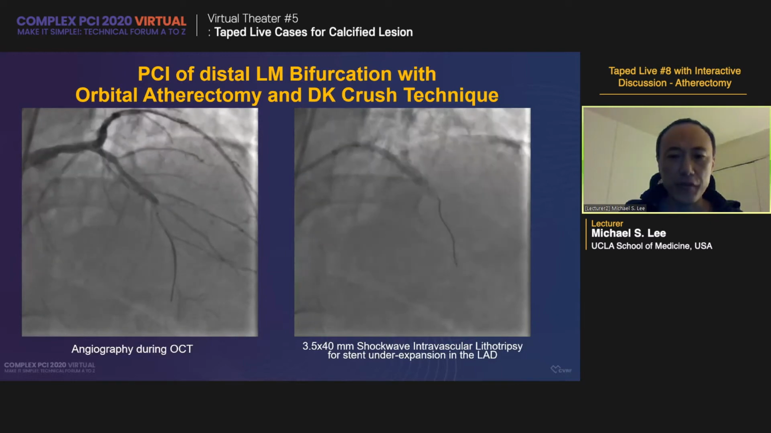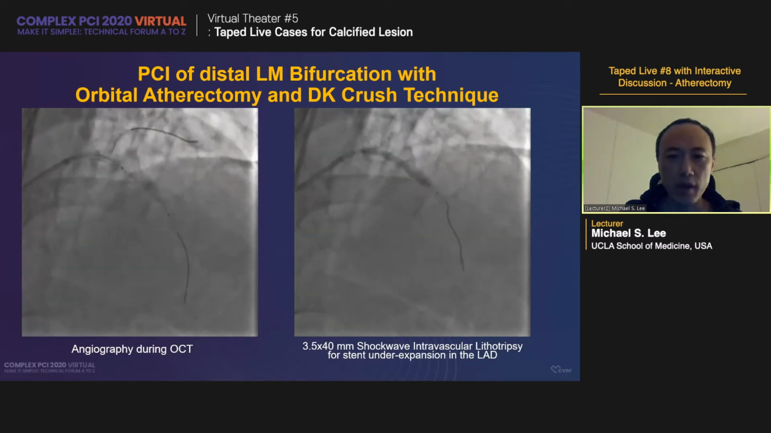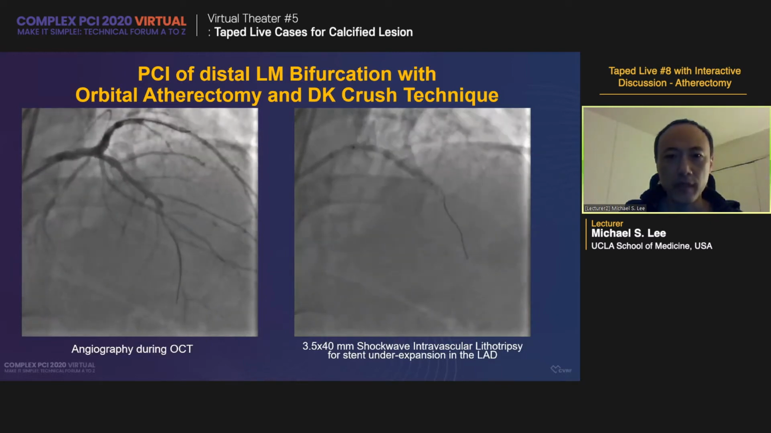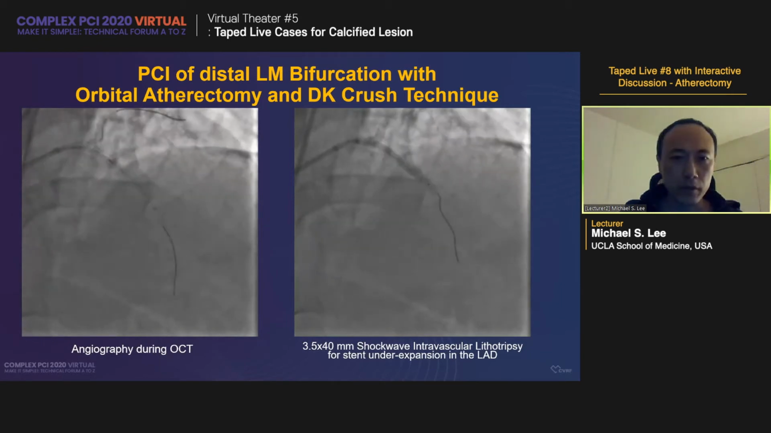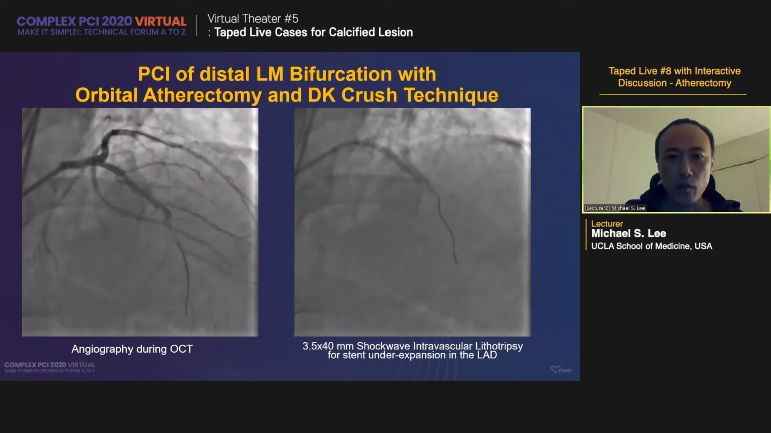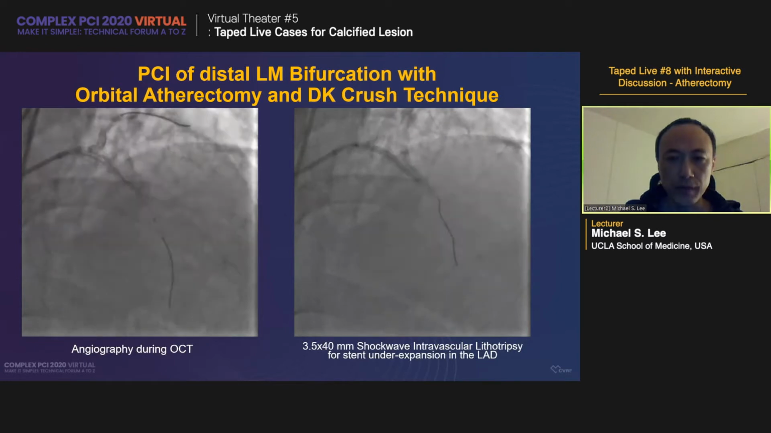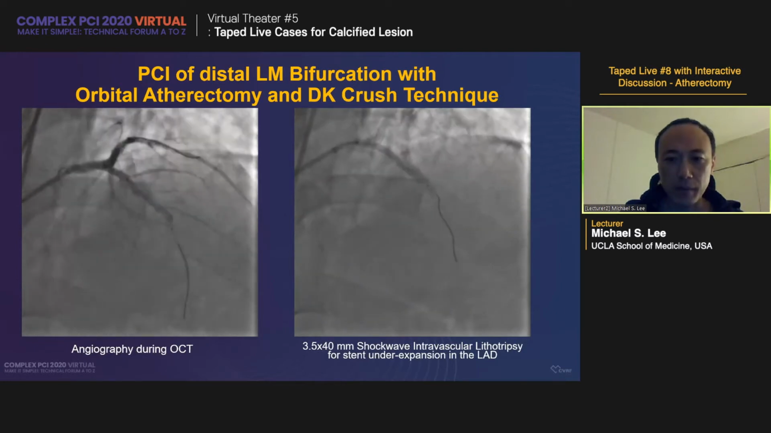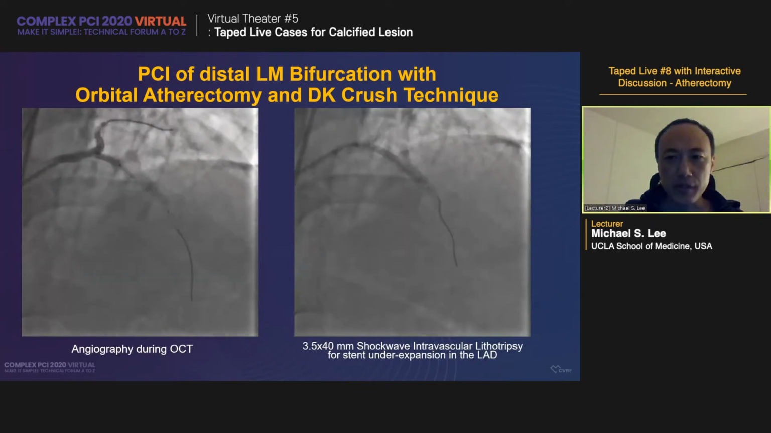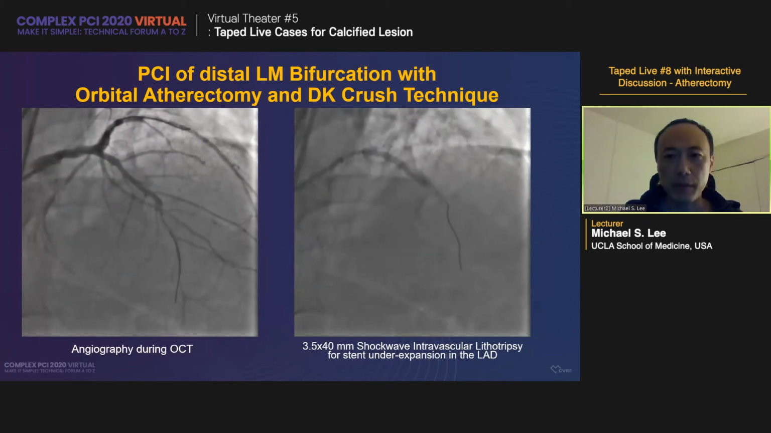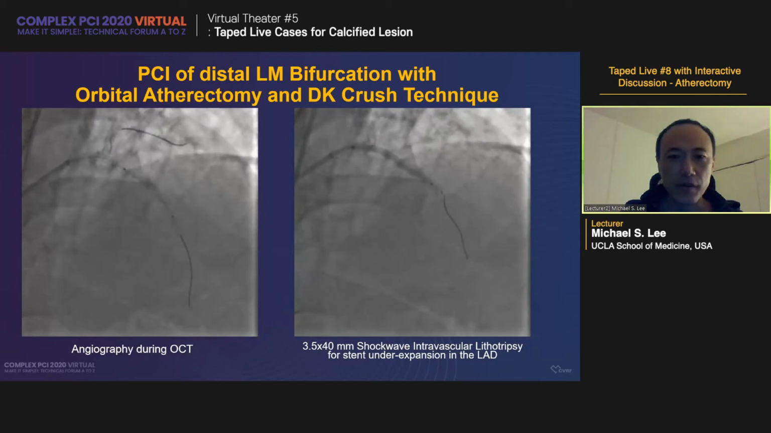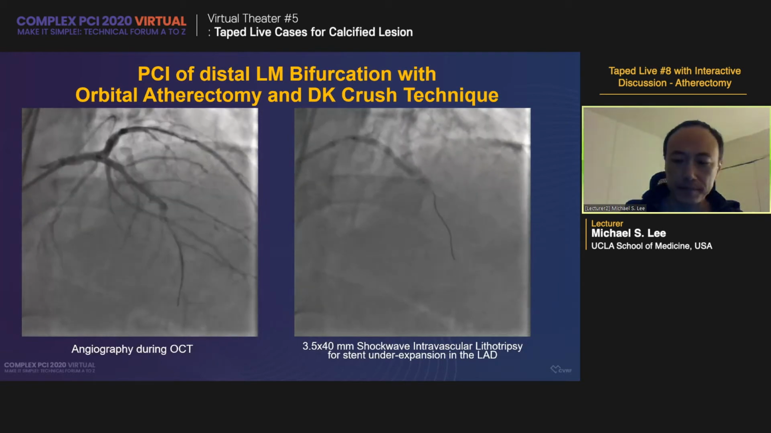We used a 3.5 by 40 millimeter Shockwave intravascular lithotripsy balloon. This is actually a peripheral balloon. In the United States, the coronary balloon is not currently approved, so this is used off-label. At initially 4 atmospheres, the balloon is somewhat profiled, and we were able to get further expansion for an underexpanded LAD stent.